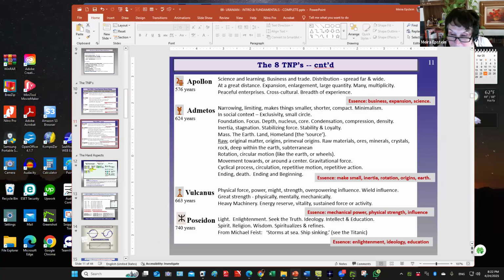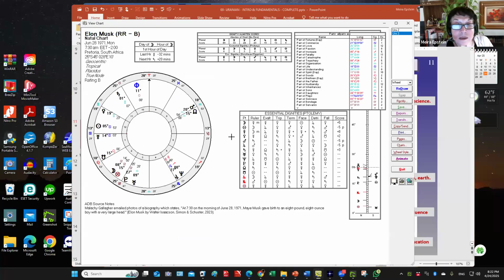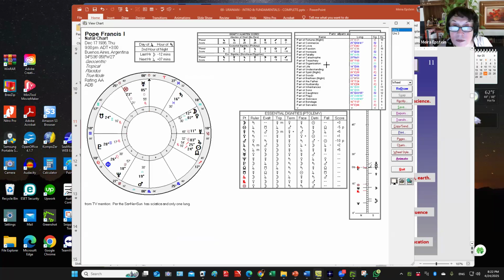And here it is. Oh, that's not it. One second. Pope Francis. This is his chart. It seems to be an accurate chart. It's an AA chart. And we've known this chart for a while, since he was elected years back.